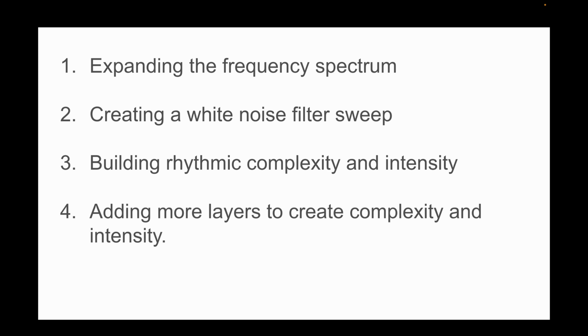The fourth one is adding more layers to create complexity and intensity. This does many things, actually. Adding more layers also often increases the frequency spectrum, because you're adding another octave above a melody, or adding a low end sound, or by creating more complexity in the drums, you're adding low frequency sounds as well. Those layers also create more volume, so that intensity grows as well.